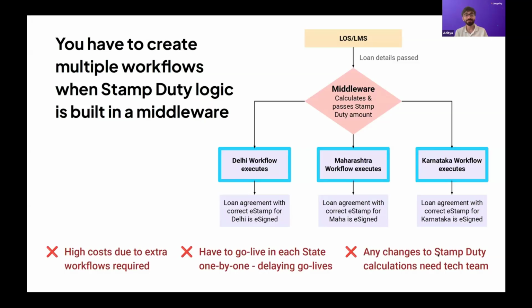Two, if you rely on middleware, you say, okay, I don't want to rely on my LOS LMS, I'll do it on my own. You need to invest internal IT bandwidth on it, right? Taking you away from other priority projects. And three, from the end of the e-sign software, e-stamp software, you need to actually build and buy multiple workflows for different states, which again increases your costs here as well, right? So all in all, it's quite expensive, it's quite messy, it's quite hard to implement. At Leegality, we are changing this.